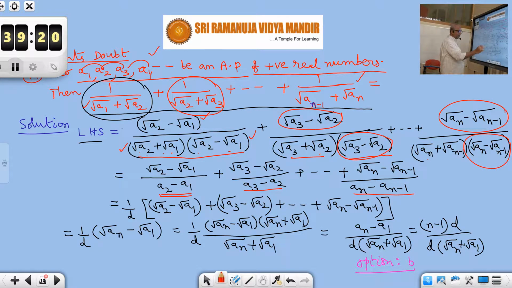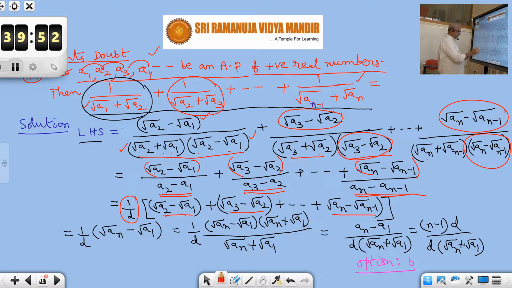A2 minus A1 is D. A3 minus A2 is also D. Similarly, An minus the previous term An minus 1 is also D. So therefore, in the denominator D is common. So I have taken 1 by D common outside. So in the bracket, I will get only the numerators, root A2 minus root A1. Similarly, here root A3 minus root A2 here, here and here. And similarly, here only numerator I will get in the bracket.